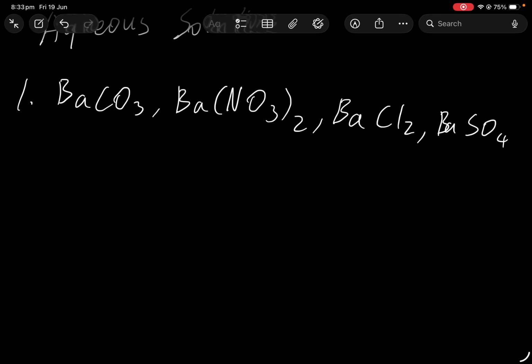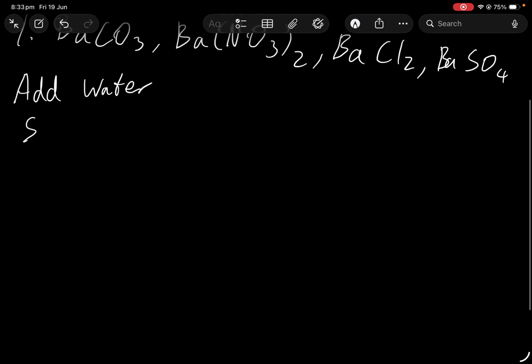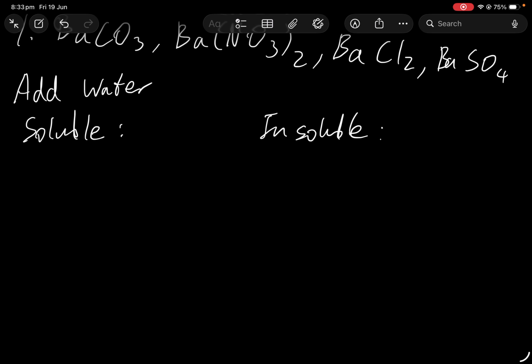So we need tests to prove that each of these exists inside a solution. So first, normally we just add water, and then we'll have soluble and insoluble. And let's check our solubility table in the formula sheet. Let me find it here.